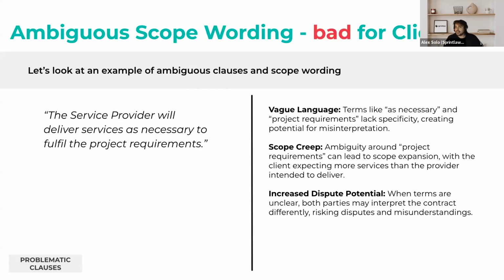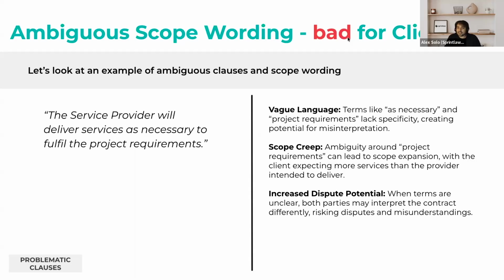Another example clause is the ambiguous scope. The service provider will deliver services as necessary to fulfill the project requirements. This is a surprisingly common clause that we see in service provider agreements. For those of you who have engaged service providers, oftentimes they'll hand you their contract and you might just be signing it without looking at it very closely. Oftentimes it will say things like this: we will deliver the services and you'll have to take them as they are. And we will decide when the project requirements are met.